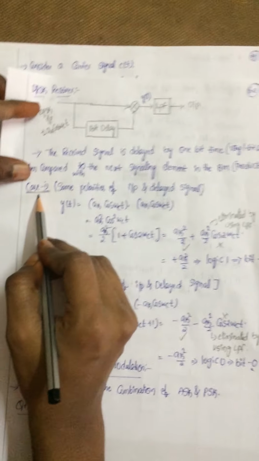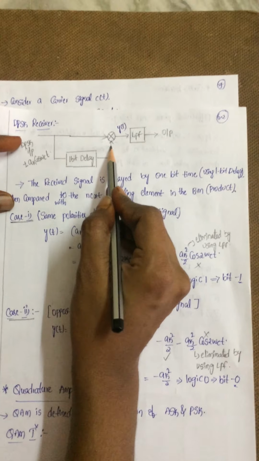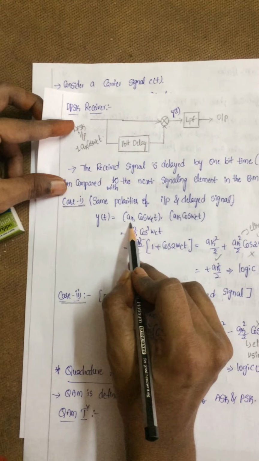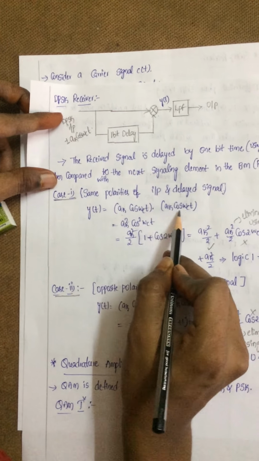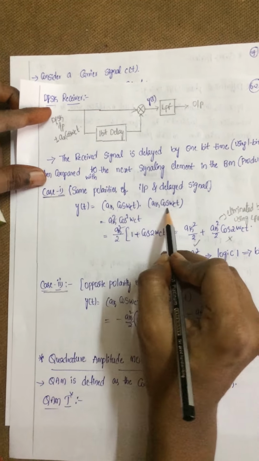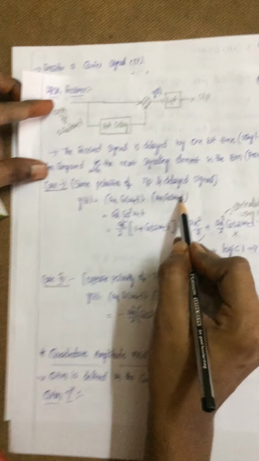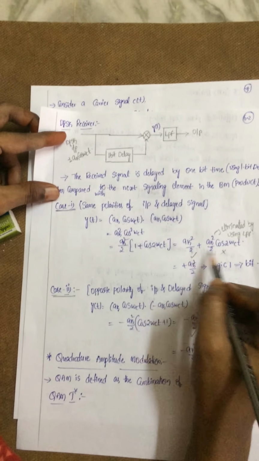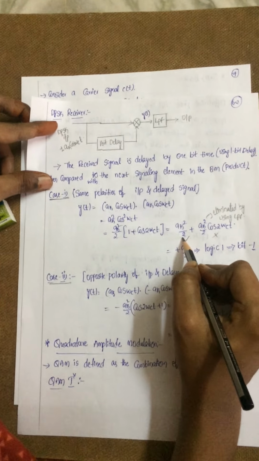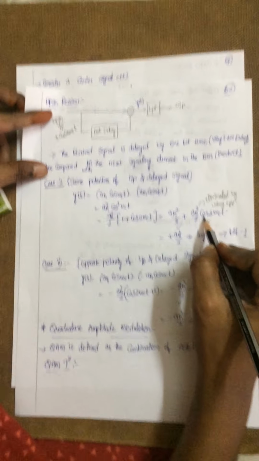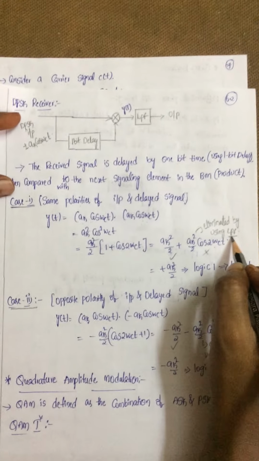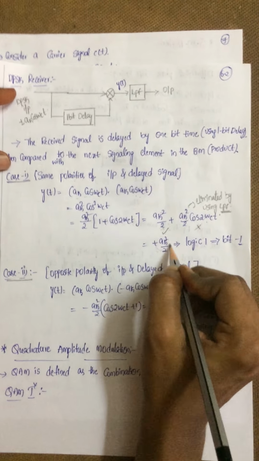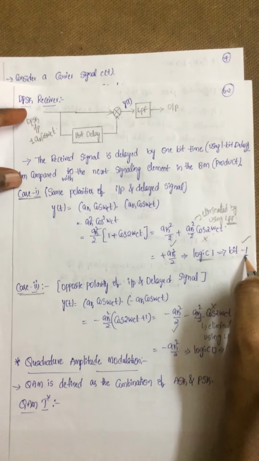When the DPSK input and this 1 bit delayed input both have the same polarities, that is AK. The AK is nothing but amplitude. So AK cos omega CT into AK. This is from the DPSK input, this is from the 1 bit delay. When both have the same polarity, we get this value. This value indicates two terms when we perform mathematical operations. So this cos 2 omega CT is a high frequency which is eliminated by using the low pass filter. We are getting a DC value. So it is a logic 1 we can say directly. So bit 1 is retrieved.